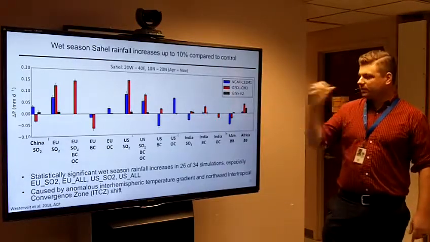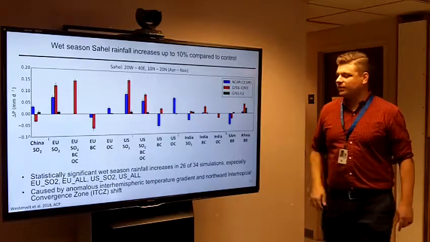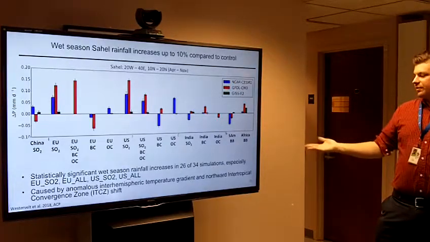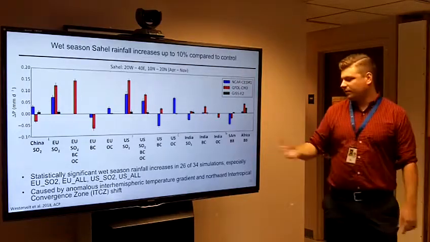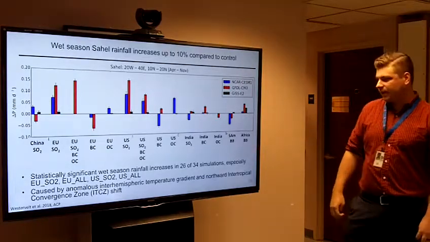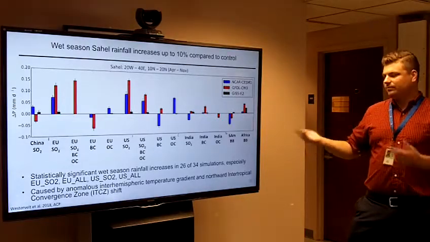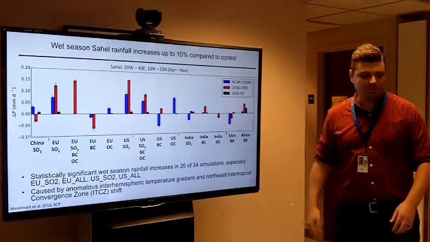And we see most of this happens in NCAR and GFDL. And so these are statistically significant. There's rainfall increases in 26 out of 34 simulations that we ran. And we think we have sort of an explanation for this that I'll get into in a couple slides.